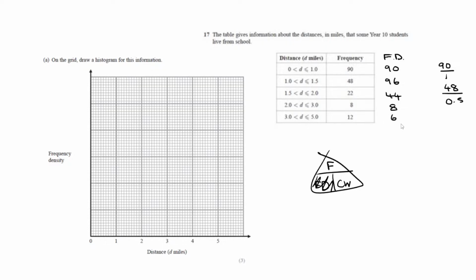So I've worked all of those out, and then obviously I now need to plot it. Now in this particular case, they haven't given you a scale for the frequency density side. Sometimes they will, sometimes they won't. You have to figure it out. So I'm just looking, what's my biggest number? Well, it goes up to 96. So I'd probably round that to like 100.